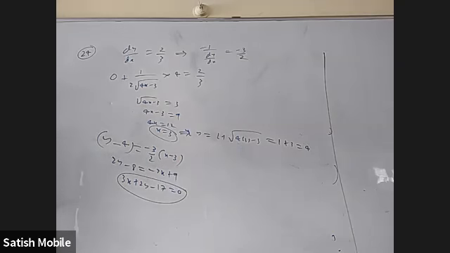They did not ask for the normal. They asked which of the following points lies on this normal. 1 comma 7, is it satisfying? Yes. So from the options, 1 comma 7 is right.